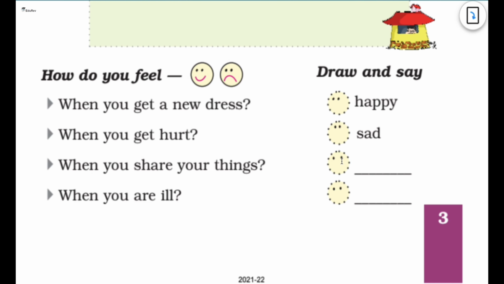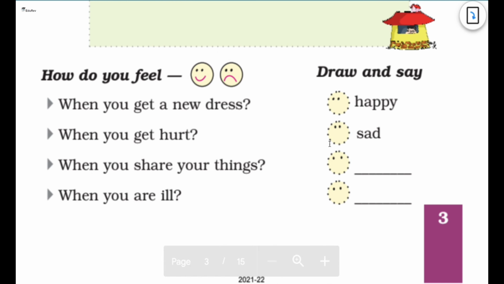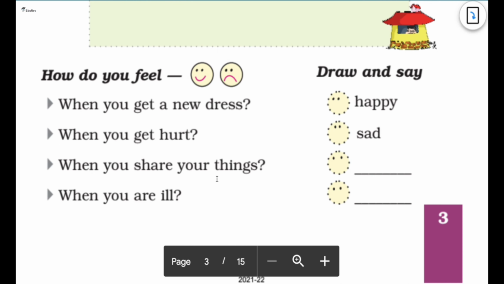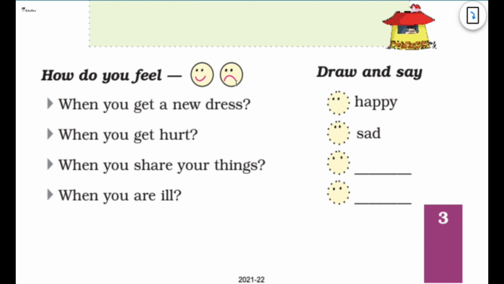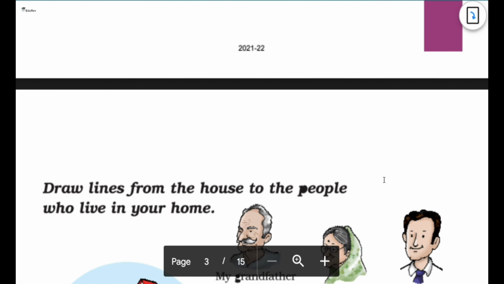So in that case, you can only feel two emotions, happy or sad. Not exactly feel, but you people can understand in simpler terms that we have to divide them in only two emotions, that is happy and sad. So when you share your things, then you feel happy. So you have to put a smiley here, like this one, which is drawn like here, and you have to write happy here. And then when you are ill, then you have to draw this one, that is the sad one, and you can just simply write sad here. And this is what you need to do.